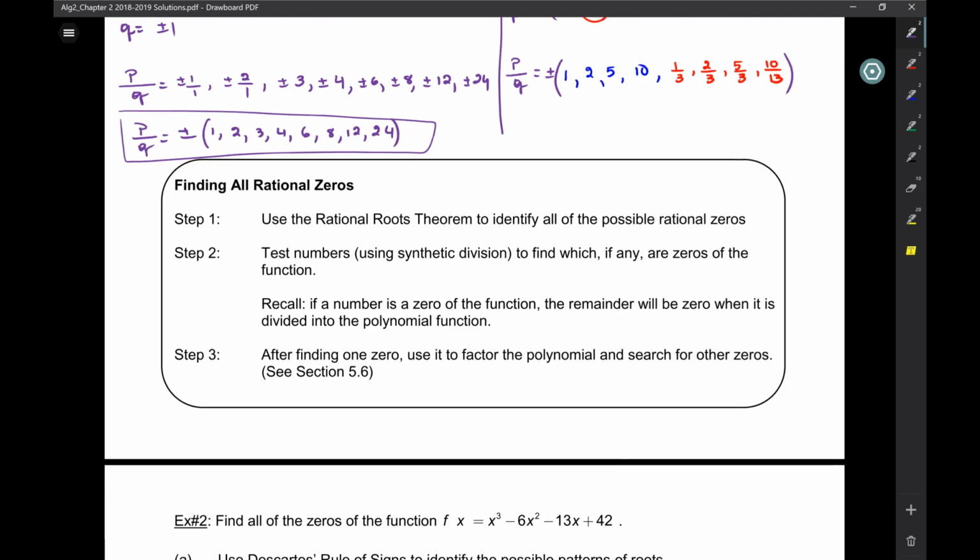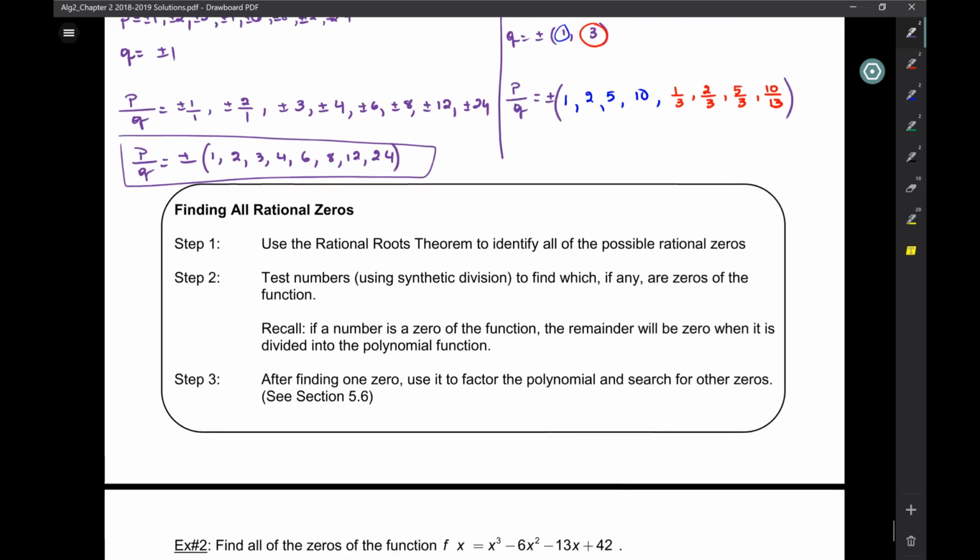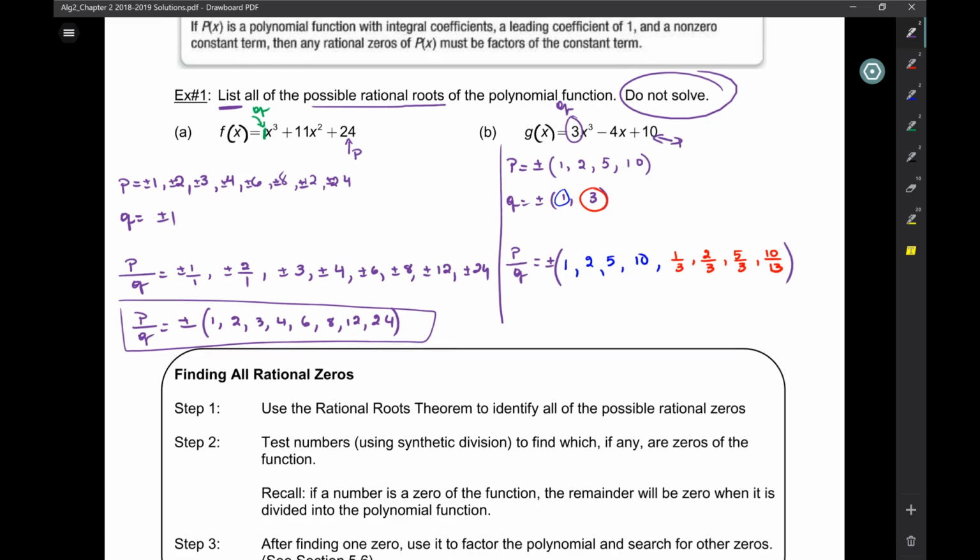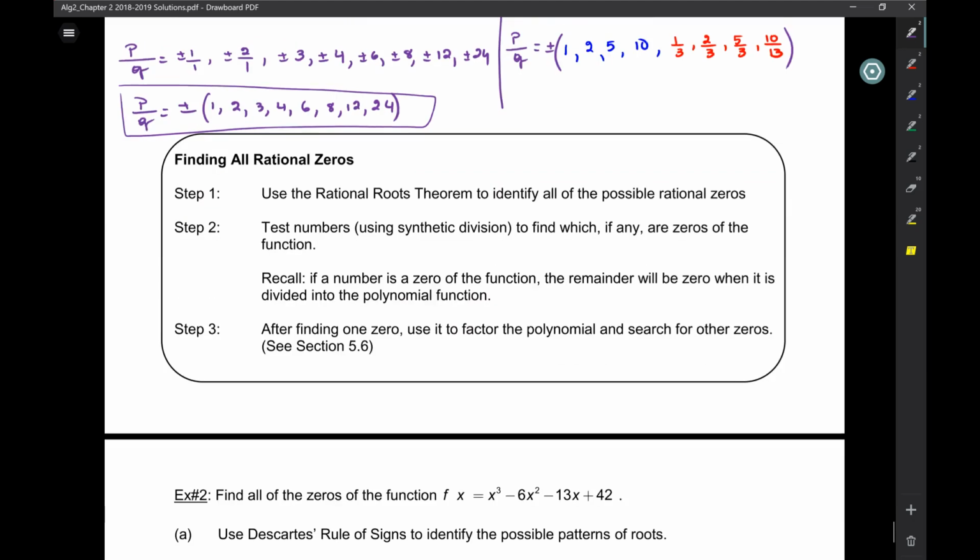Okay, so now I know that if this had a rational 0, it's going to be off of this list. How many numbers here? 4, 8, 16 again. Now, how do you actually find them? We're going to test every single one, right? So essentially, that's how we start. So here's how you find them.